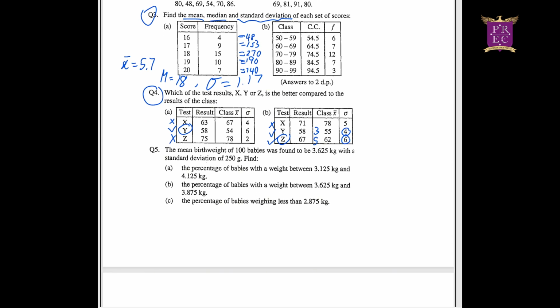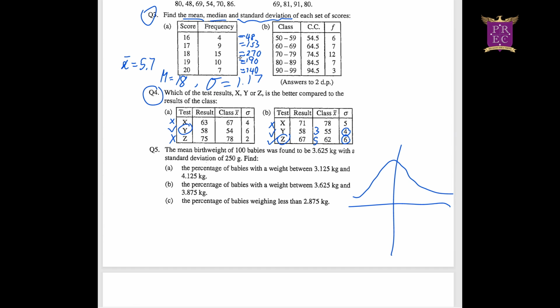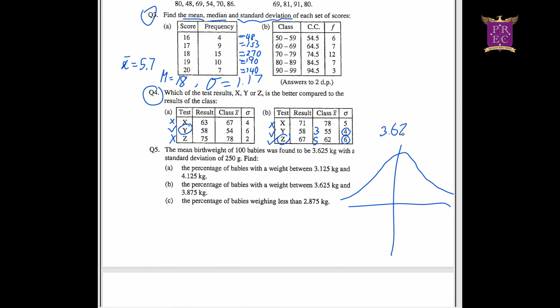Let's have a look at this one, last one. The mean birth weight of 100 babies was found to be 3.625 kilos with a standard deviation of 250 grams. The percentage of babies with a weight between 3.125 and 4.125. So we know that the mean, let's get rid of this, let's draw it again. Proper bell curve. It's better. Is 3.625. Right in the middle.